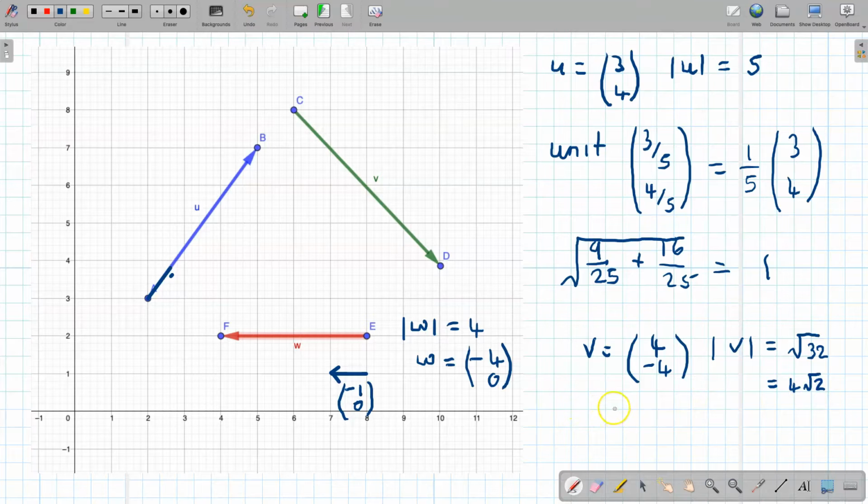So I would be doing 4 divided by 4 root 2, or in fact leaving it outside here like this. It's so much easier. And that's the unit vector in the direction of V.